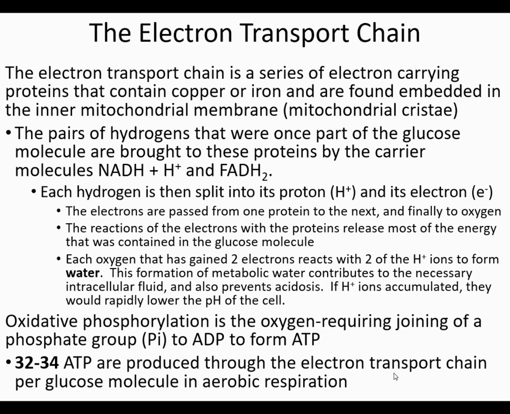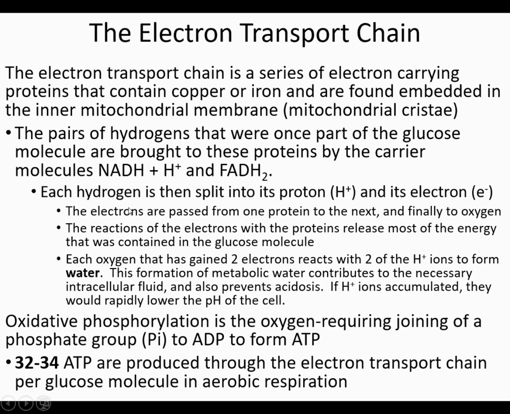Okay. So let's read through. Okay. Pairs of hydrogens that were once part of the glucose molecule are brought to these proteins by the carrier molecules NADH plus H plus and FADH2. Each hydrogen is then split into its proton, H plus, and its electron. Okay. We call hydrogen ions H pluses protons because that's basically all it is. If you remember back, we learned hydrogen had atomic number of 1, which meant it had 1 proton, 1 electron. Well, if its electron is pulled away from it, all it is is a proton. So sometimes you'll see protons and hydrogen ions listed as the same thing.